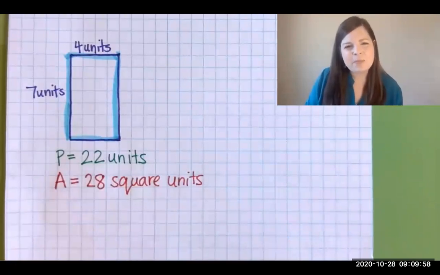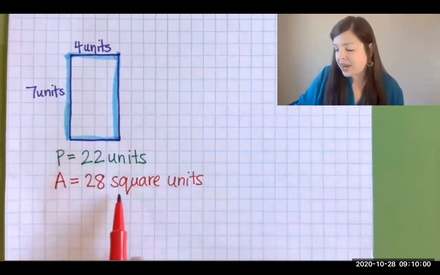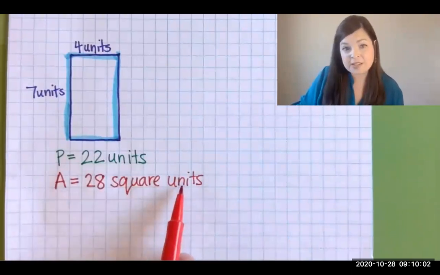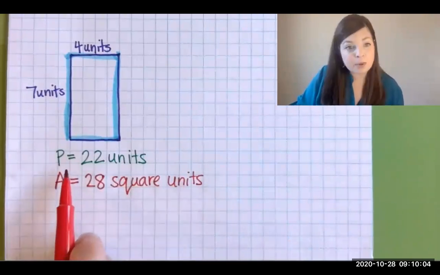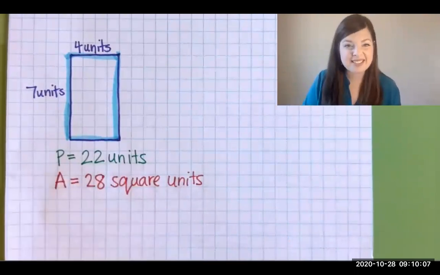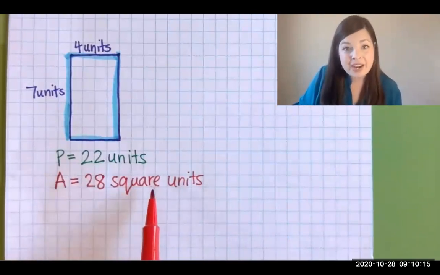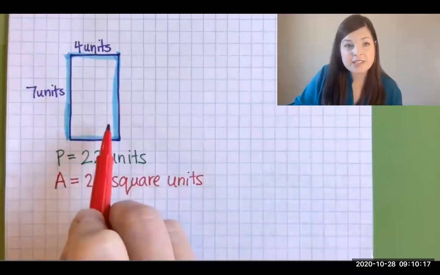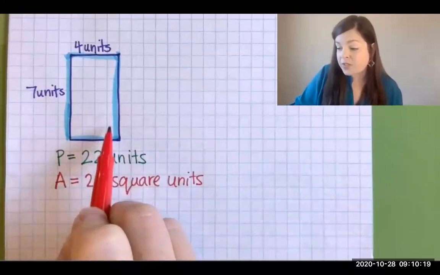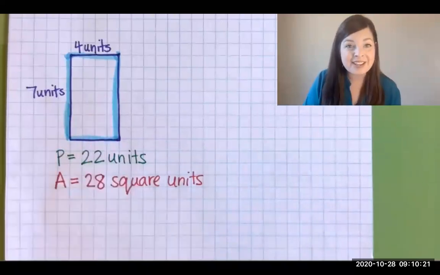And of course, the A stands for area, right? Now, how come this time, when we measured the area, we had to write square units, whereas when we measured the perimeter, we just had to write units? Why is that? When we measured the area, we had to write square units because we measure area with square units. We actually had to count all of the squares inside the rectangle.